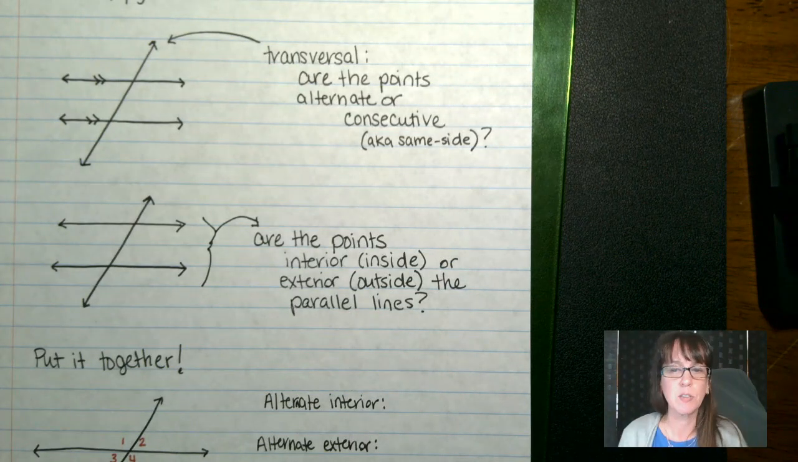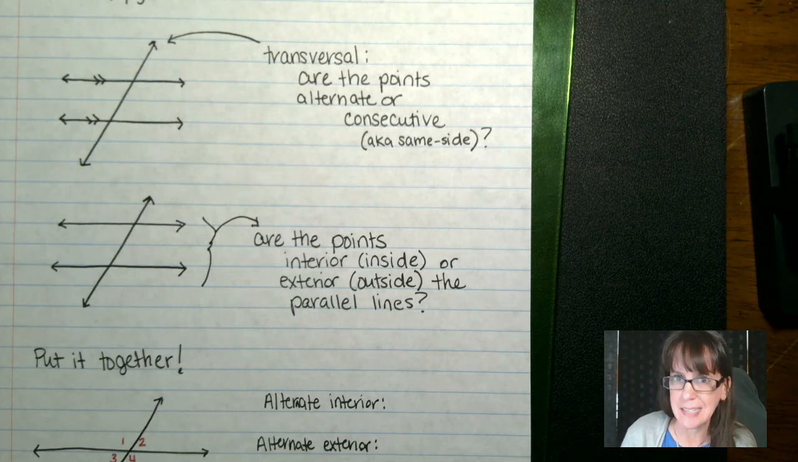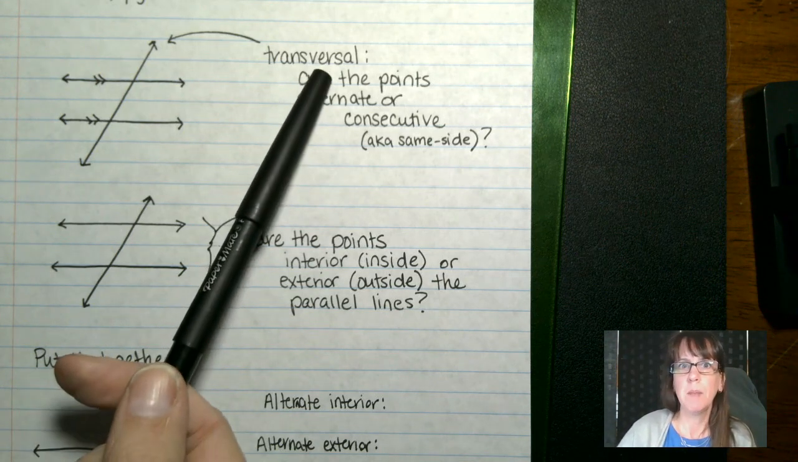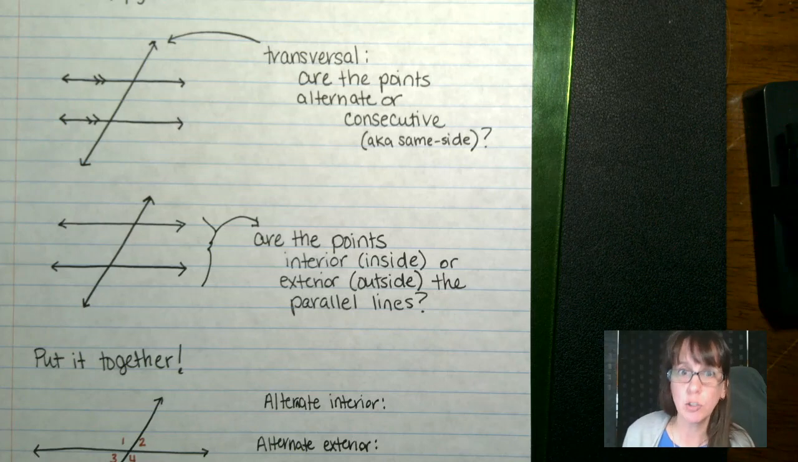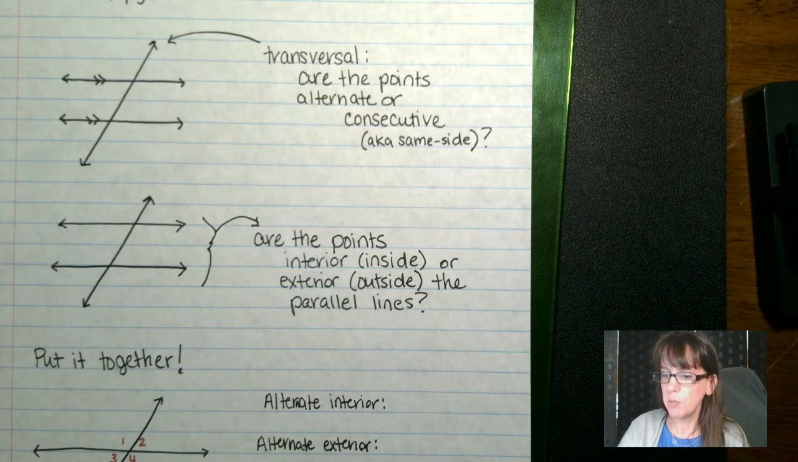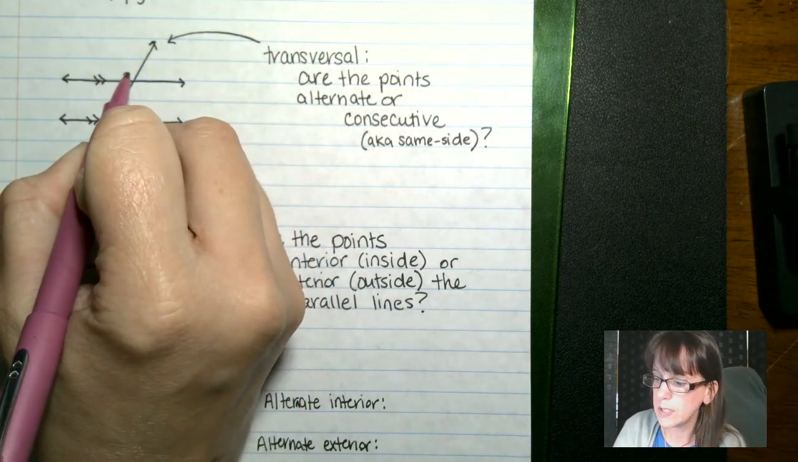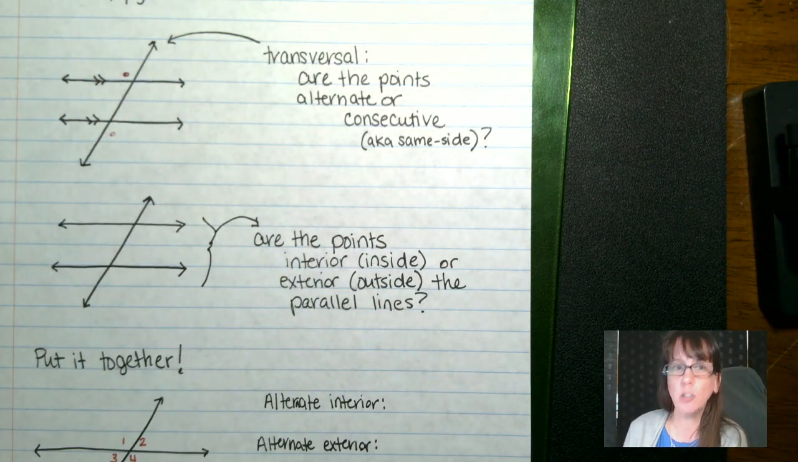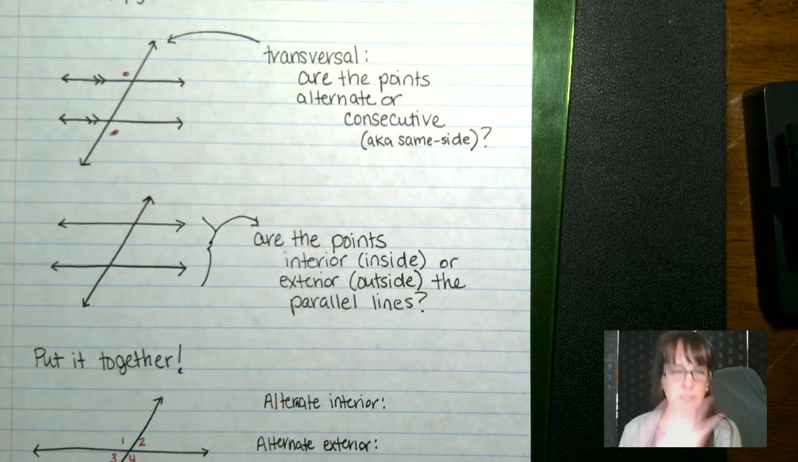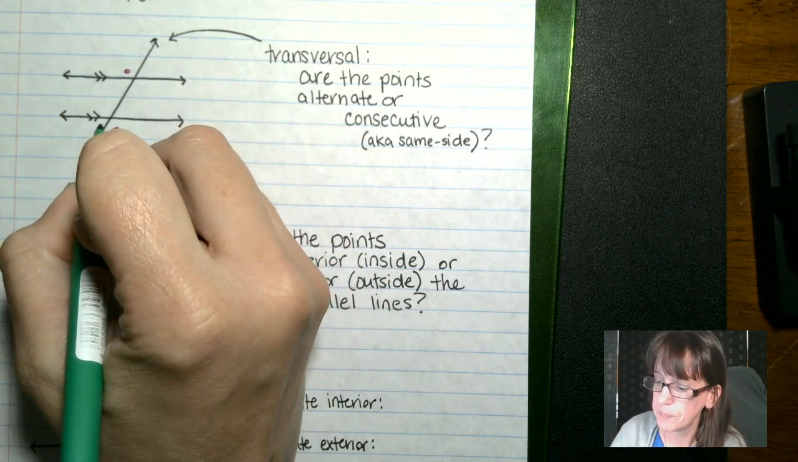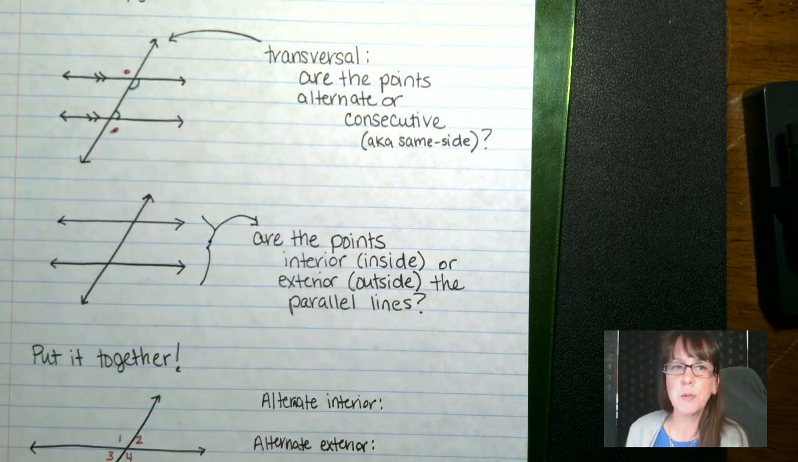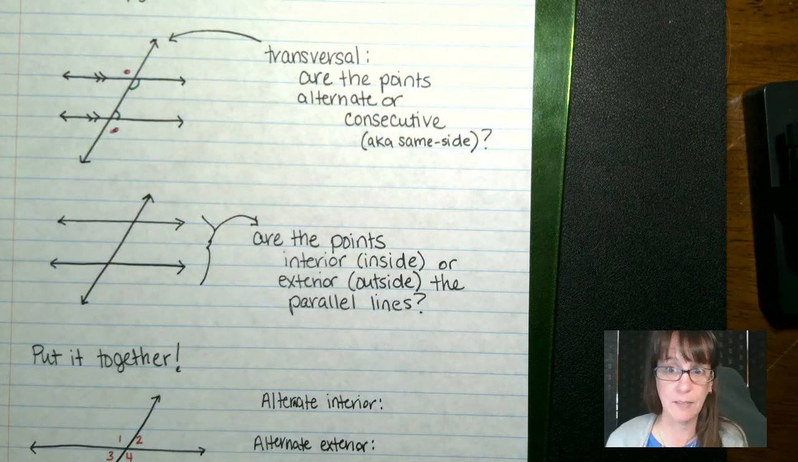If they're not corresponding angles, then you're wanting to see if they are alternate or same side, aka consecutive, of the transversal, or if they're interior or exterior. So what do I mean by that? Here's our transversal here, and here's our two parallel lines. Are the points that we're dealing with, or you're asking about, are they alternate or consecutive? So if I have 2 points that are like one is right here and one is right here, those would be considered alternate because they're on the alternate side of the transversal. Whereas if I had ones that were like this, those green ones would be consecutive, aka the same side.